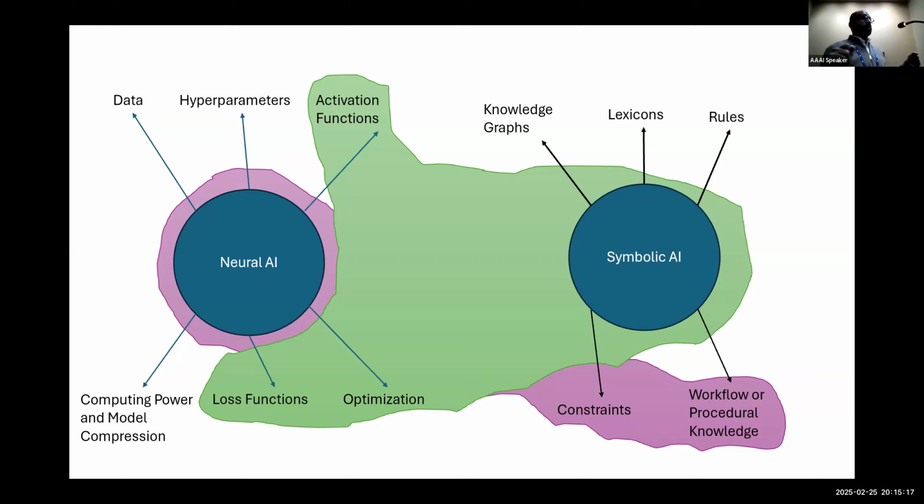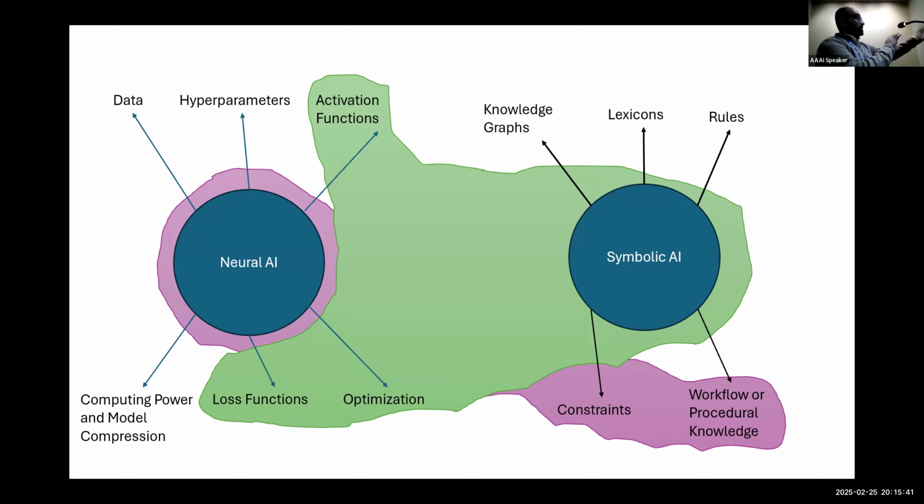They have been considered as dissociated sets of activities, but they sort of overlap with each other, right? So when we have neural AI, we all talk about data, we talk about hyperparameters, we know about activation functions, we talk about the computing power, the loss functions and optimization functions, but all of these factors, all of these properties, do exist for the symbolic AI piece as well, right?